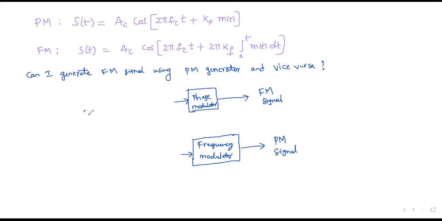Of course, I'll be giving m of t as input. Obviously, I need m of t as well as c of t. Both m of t and c of t I'll be giving to you. So these are the inputs, and I'll be giving you a phase modulator, but you have to produce an FM signal. And similarly, I have given you a frequency modulator, but you have to generate a PM signal. Can we do that? If yes, how?